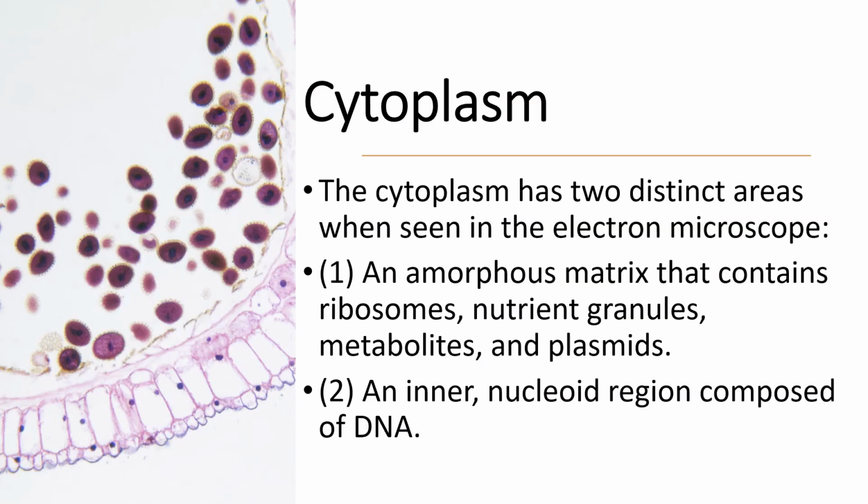Next component is cytoplasm, which has two distinct areas when seen under the electron microscope. First is an amorphous matrix that contains ribosomes, nutrient granules, metabolites and plasmids, and second is the inner nucleoid region composed of DNA.